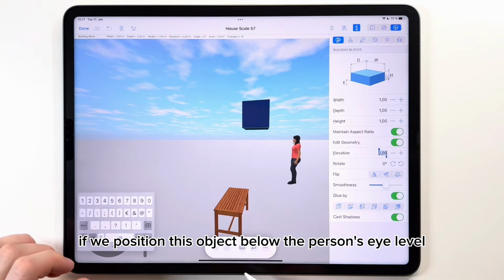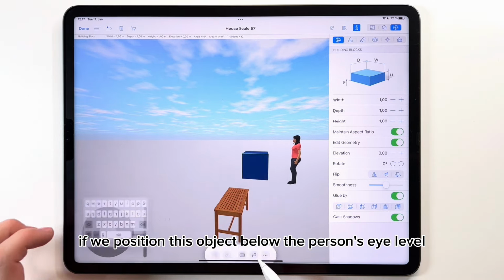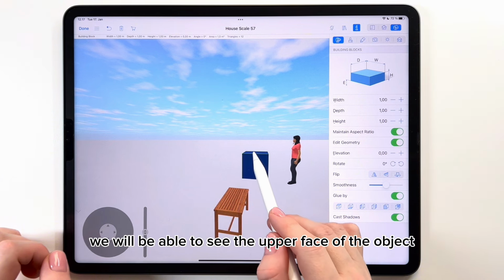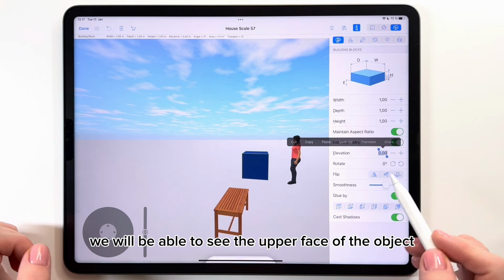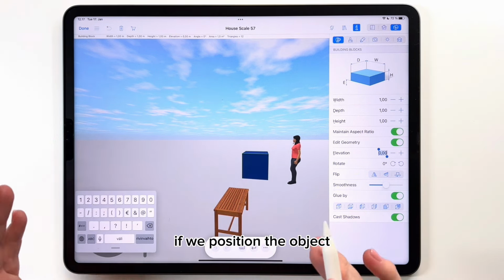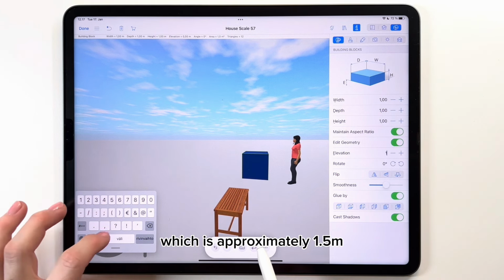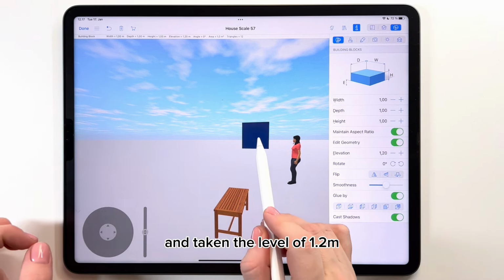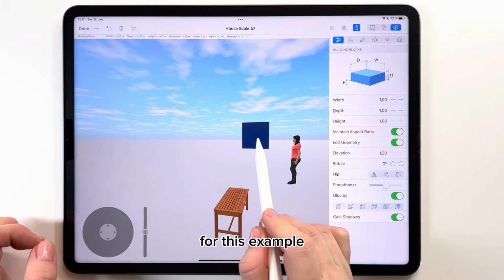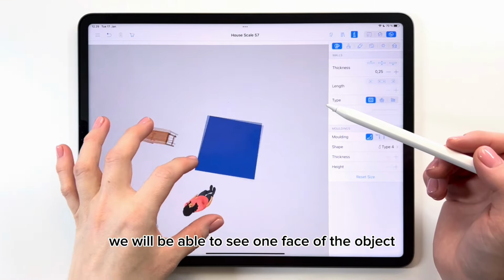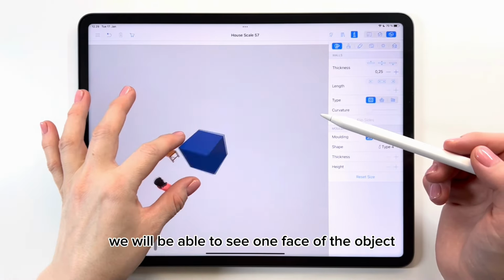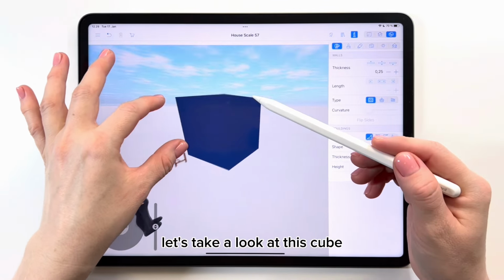If we position this object below the person's eye level, we will be able to see the upper face of the object. If we position the object at the level of a person's gaze, which is approximately 1.5 meters, and I'm taking the level of 1.2 meters for this example, we will be able to see one face of the object. Let's take a look at this cube.